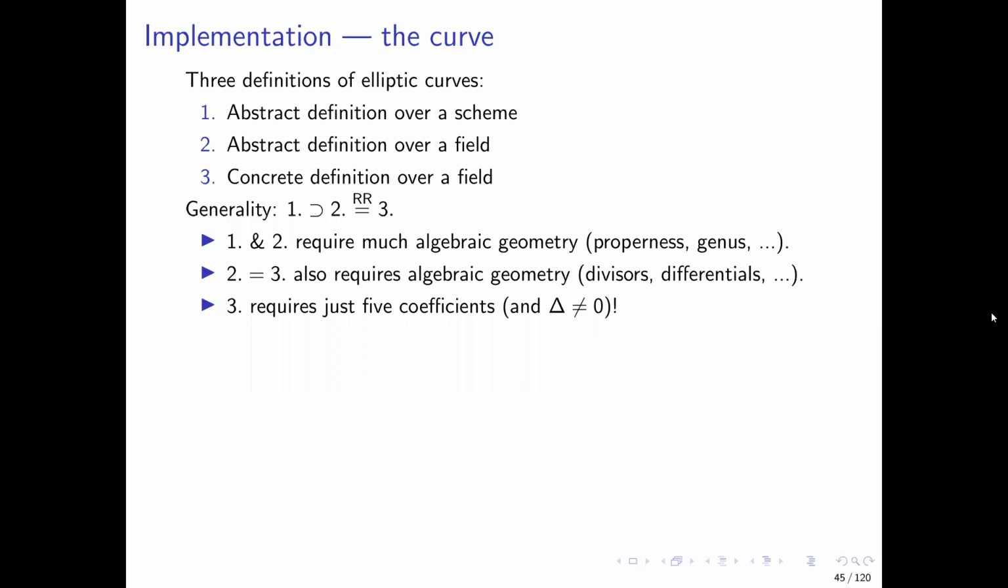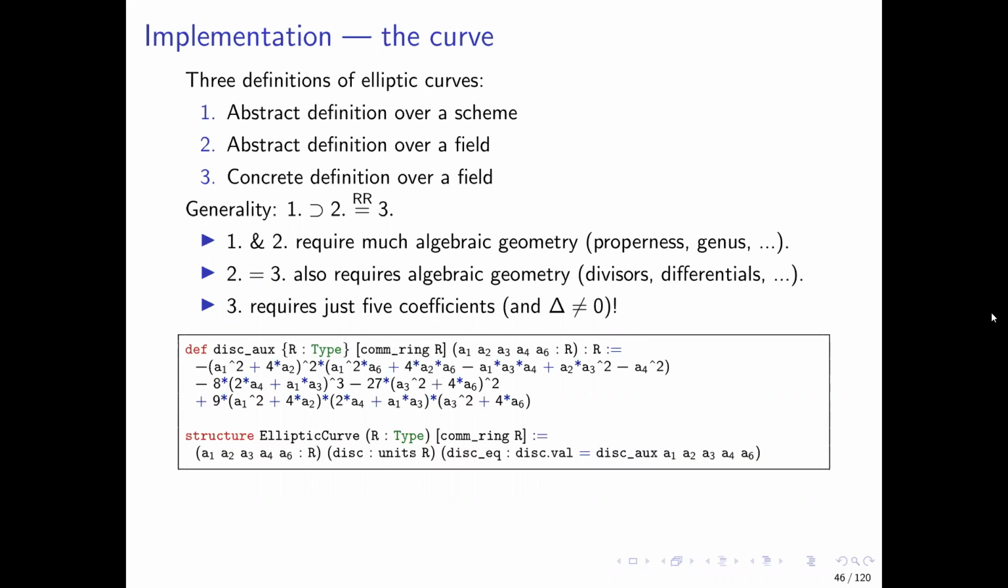It's just 5 coefficients, right? A1, A2, A3, A4, and A6, and a non-zero discriminant. So that's exactly what we have. This is already a defined thing in MathLib, in one of the files in the algebraic geometry folder. So an elliptic curve is just 5 coefficients, a discriminant, and a proof that the discriminant is really this value. Does that make any sense?